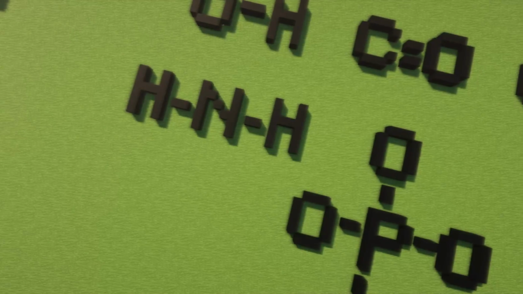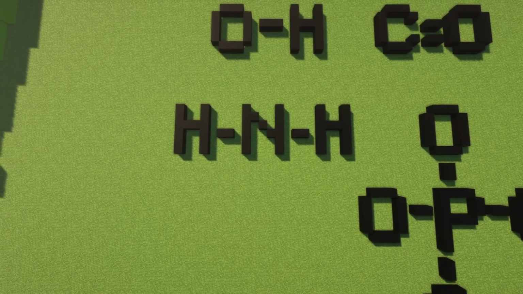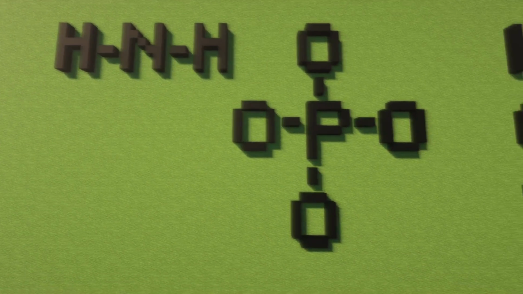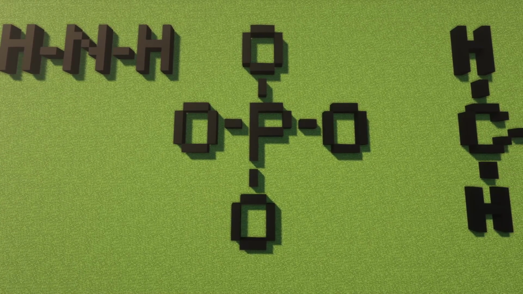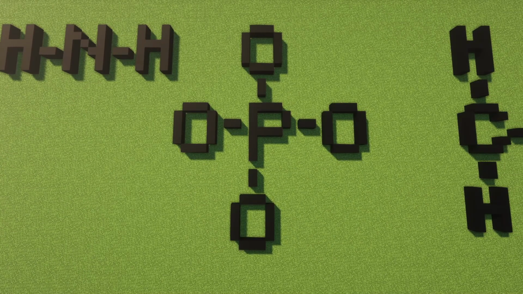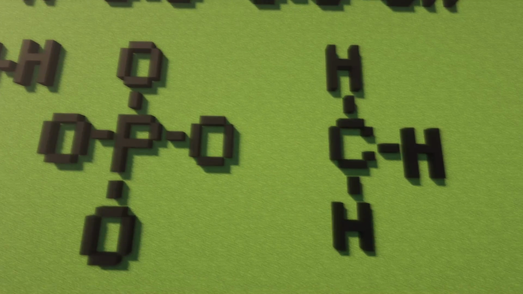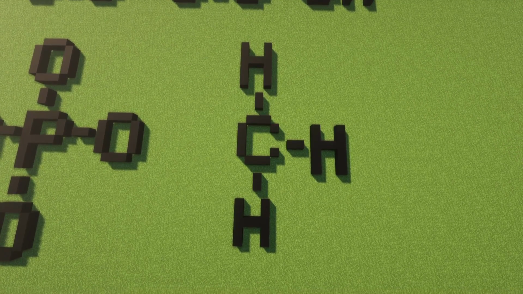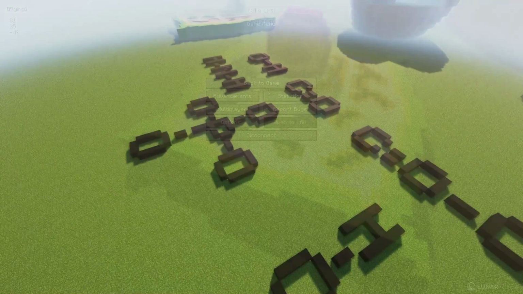And if we come over here, we have an amino group, which is N bonded to 2H. This one is a phosphate group, which is phosphorus bonded to 4O. And lastly, we have a methyl group, which is C bonded to 3H.